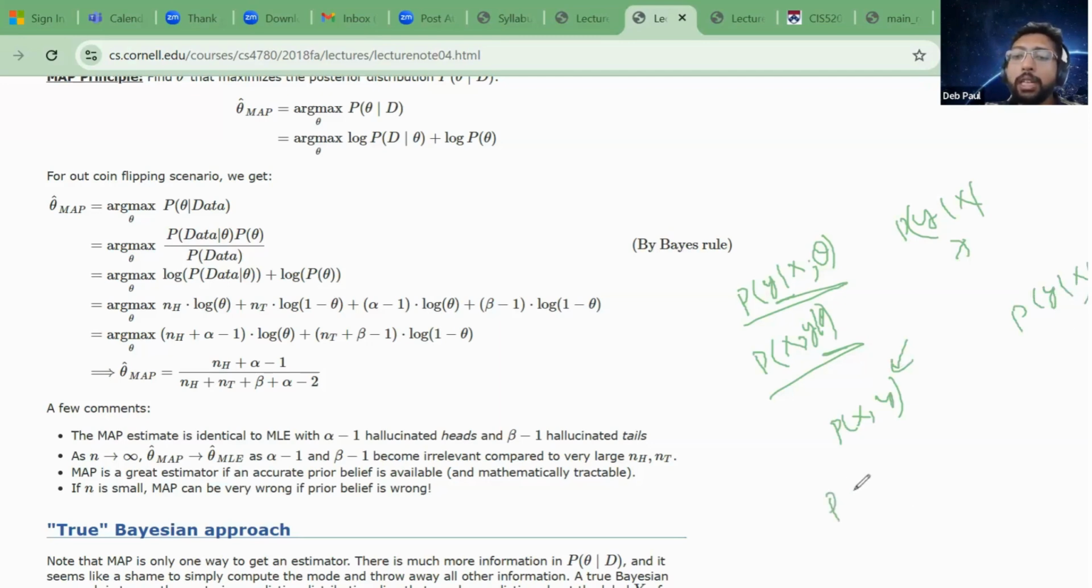So why? Because in the second one, p of y given x is nothing but p of x, y and p of x, right? So this is what you write as p of x given y and p of y, right? So this is what we usually write like this, and you have to model this entire thing.